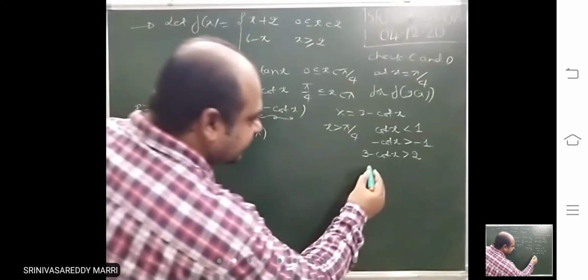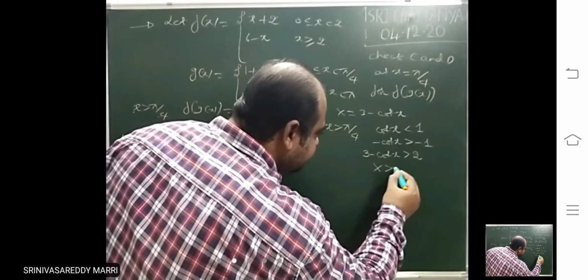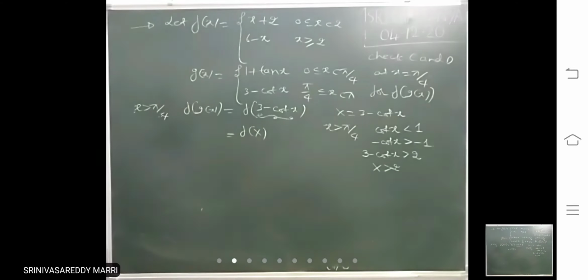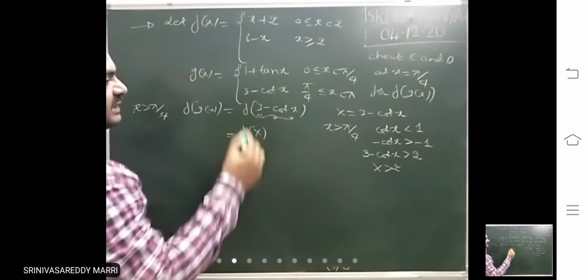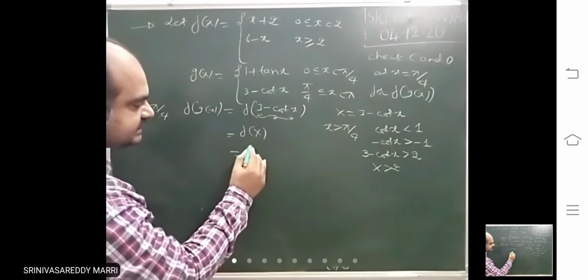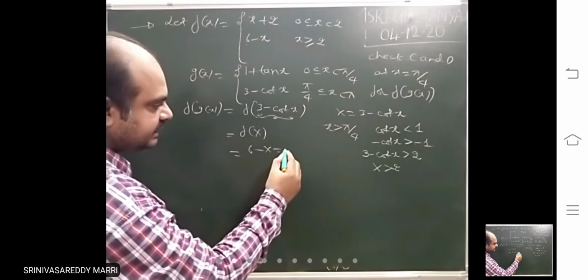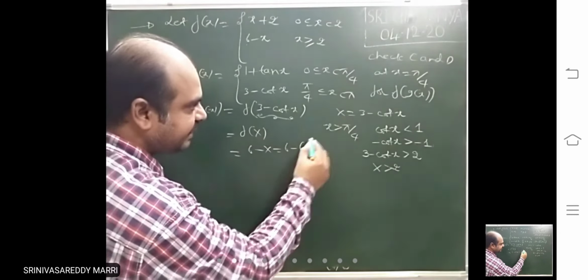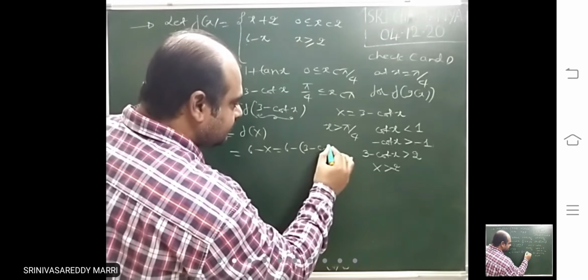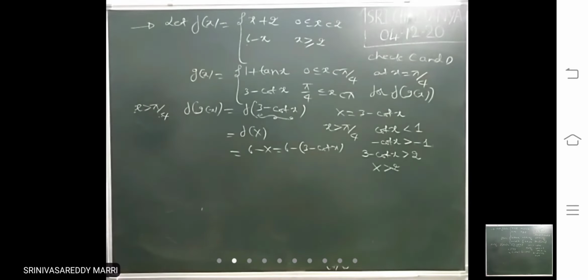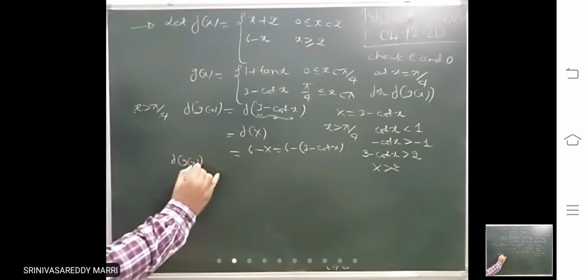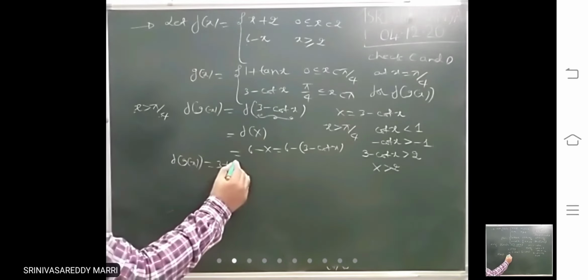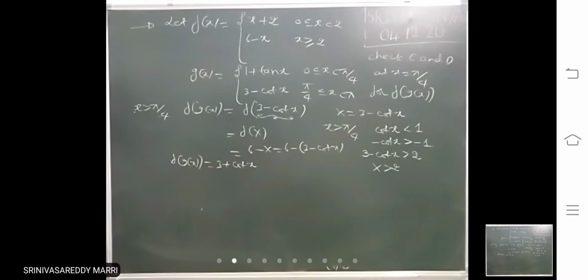That means capital X is greater than 2. For capital X greater than 2, the definition is 6 minus capital X. So for x greater than pi by 4, f of g of x is nothing but 3 plus cot x. This is the definition when x is greater than pi by 4.